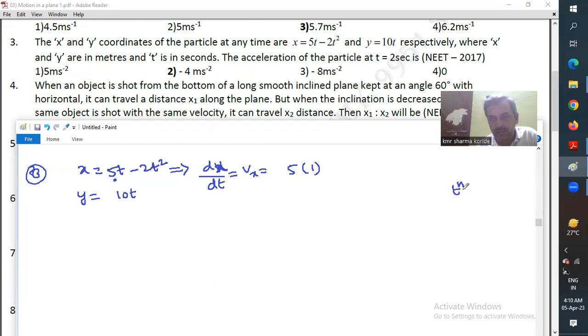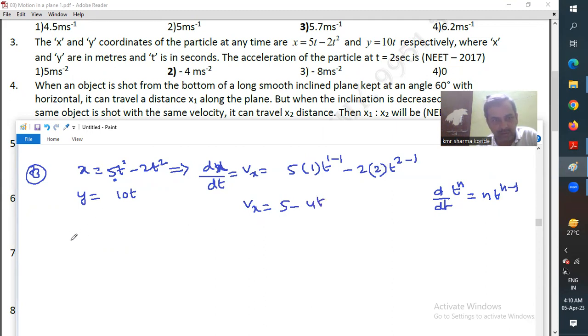d by dt of t to the power of n is equal to n into t to the power of n minus 1. So the power here is 1, t to the power of 1 minus 1, plus the minus 2 into 2 into t to the power of 2 minus 1. So vx is going to be t to the power of 0, that is equal to 1, so 5 minus 4t. This is vx.